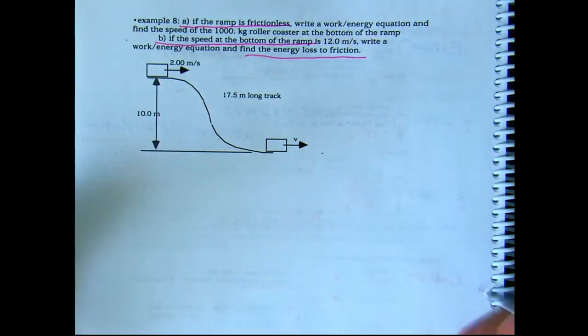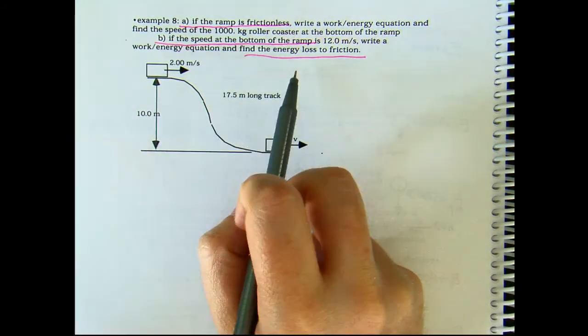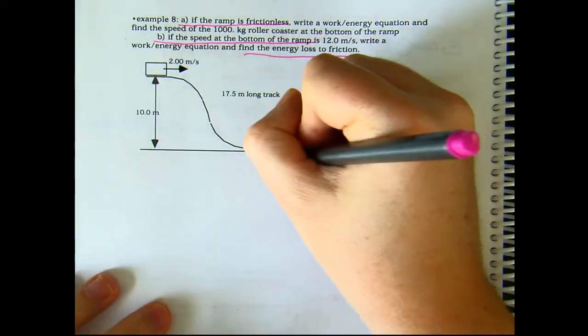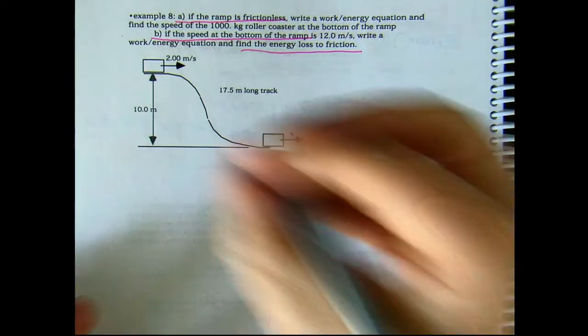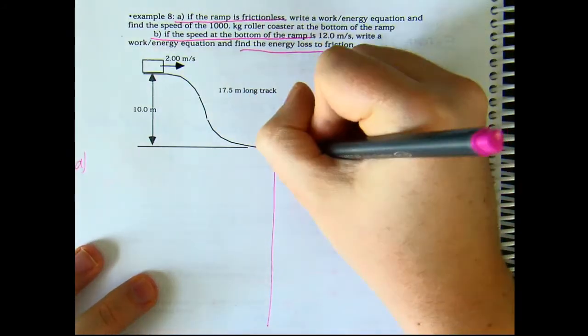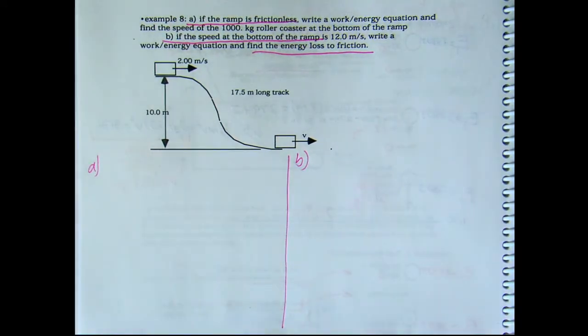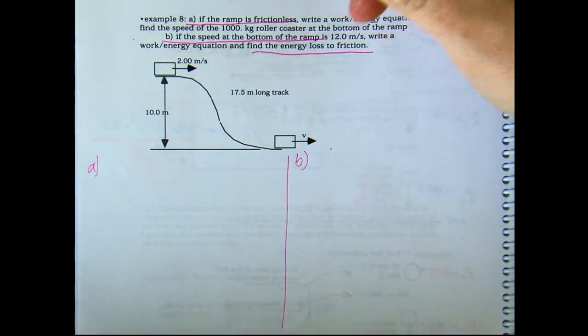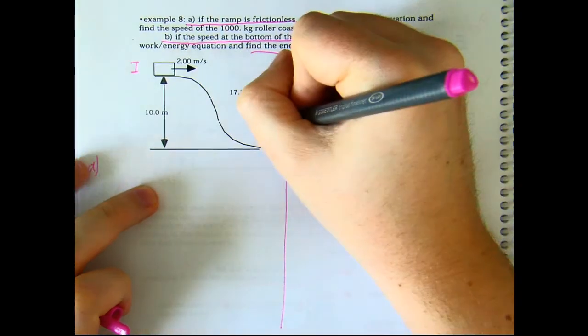So the difference between A and B is A is frictionless, B has friction. So I'm going to treat these separately, side by side. We've got A over here, we've got B over here. So let's do A first. If the ramp is frictionless, write a work energy equation and find the speed of the 1,000 kilogram roller coaster at the bottom of the ramp. So this is my setup. Here I am initially, here I am finally.